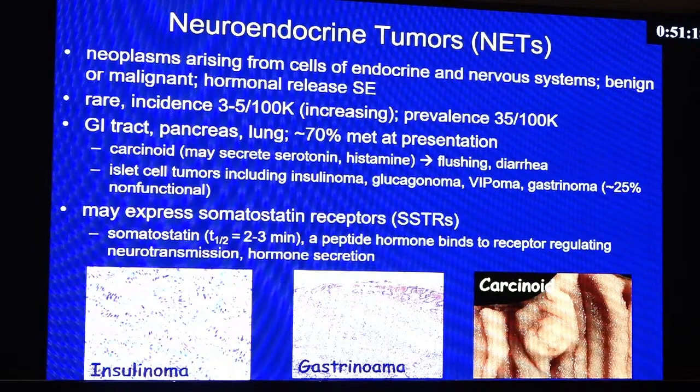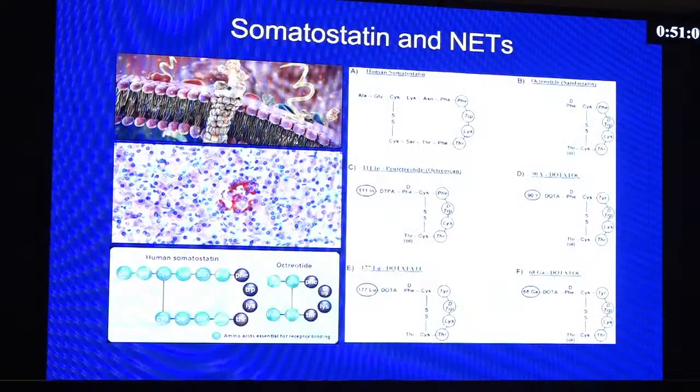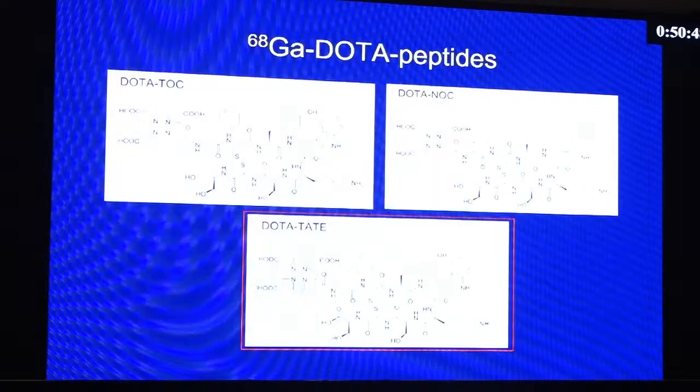And that is what we are using as a biological target, not only for imaging, but treatment. The somatostatin receptors, as seen in immunohistochemistry. There are different types of ligands that have been designed to target this somatostatin receptor, as you can see. You can see the DOTA-TOC, NOC, and TATE.